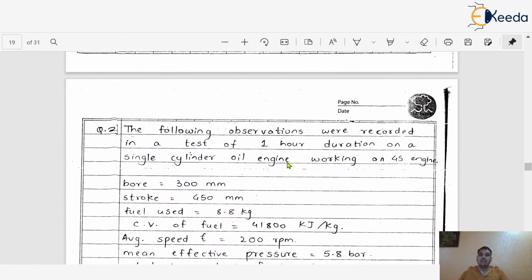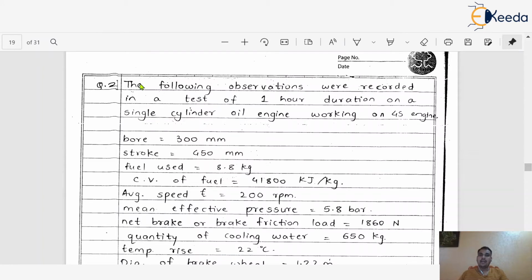After this, now we are going to discuss another problem. Again the statement is very important. The following observations were recorded in a test of 1 hour duration on a single cylinder oil engine working on 4-stroke cycle. So this is again very important: there is a 1 hour test, the engine is a 4-stroke engine, and a single cylinder oil engine.